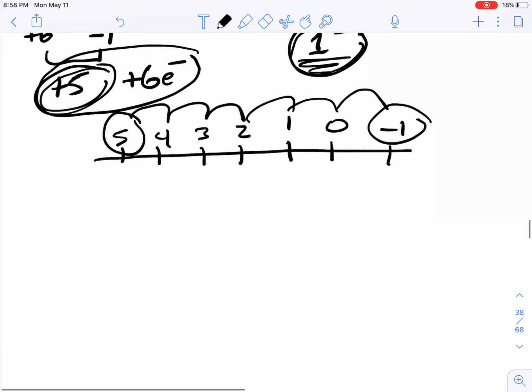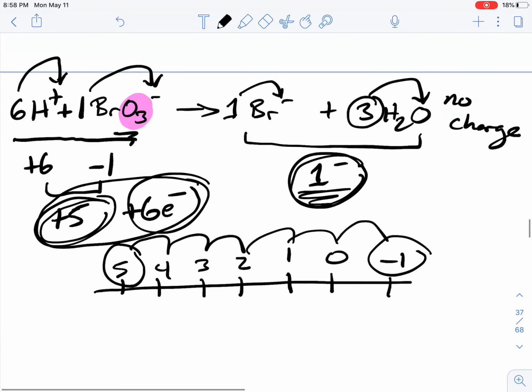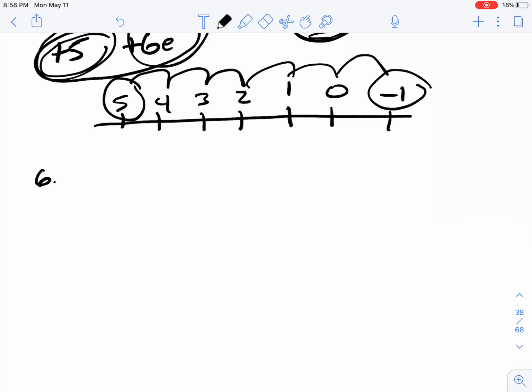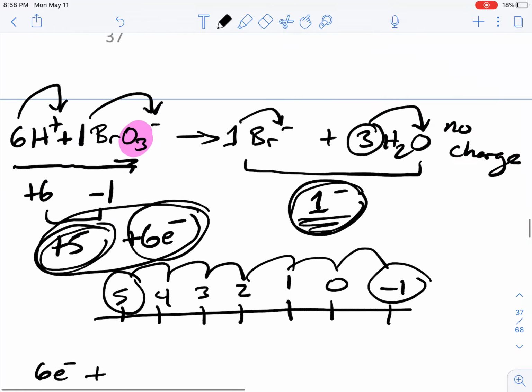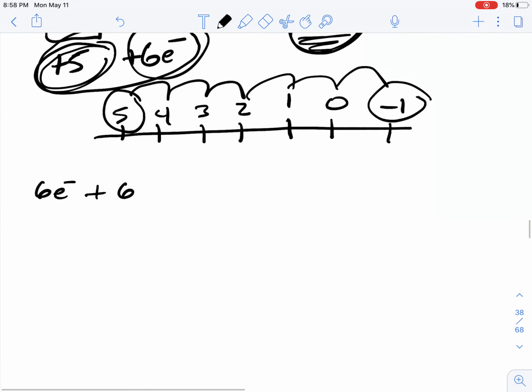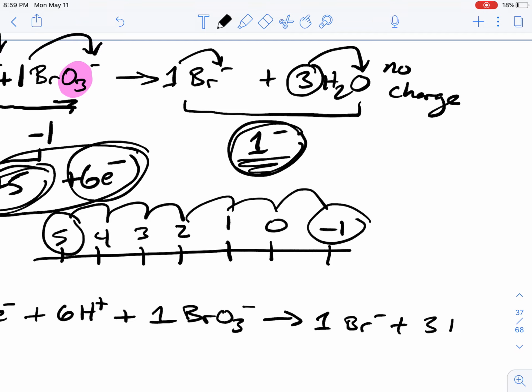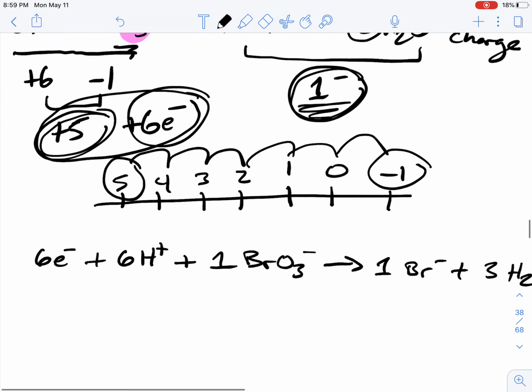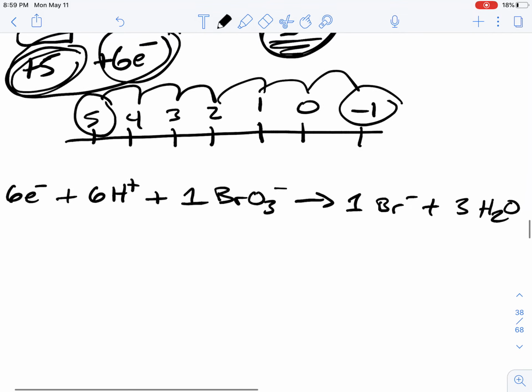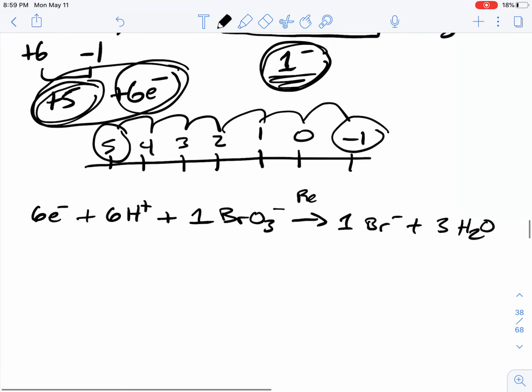And so overall, now that I know I have to add 6 electrons, this is going to be 6 electrons plus 6 hydrogen ions plus 1 bromate ion. So that's everything in the reactant side. And it's going to produce 1 bromide plus 3 water molecules. So this is the half reaction for just reduction.